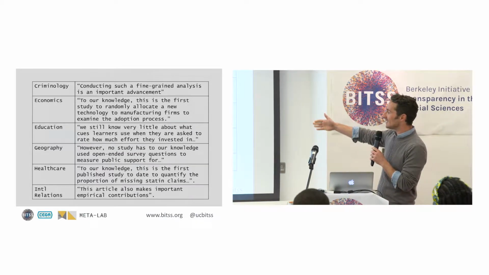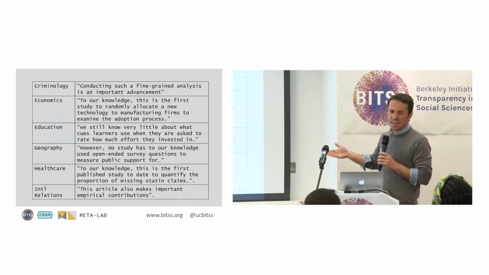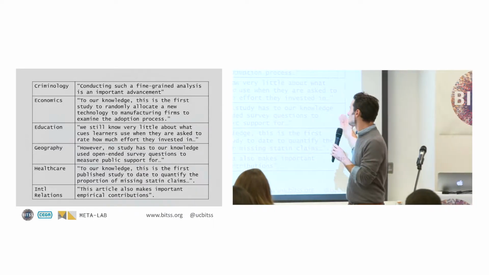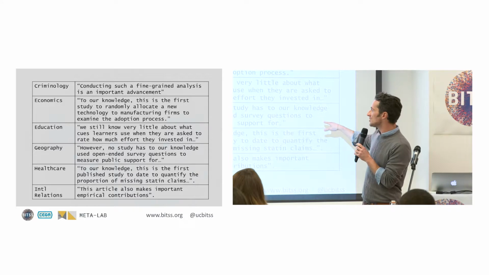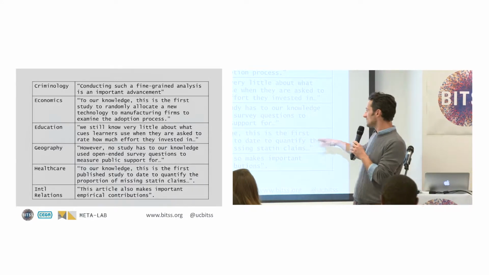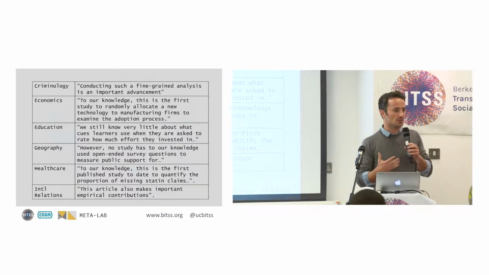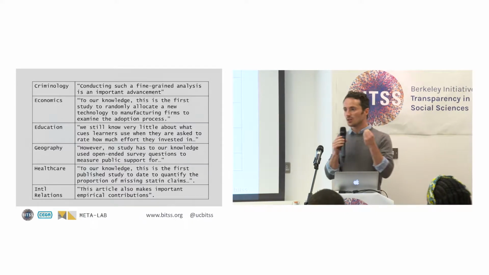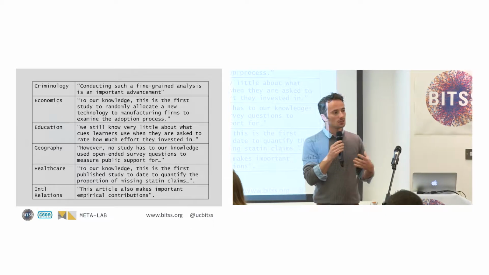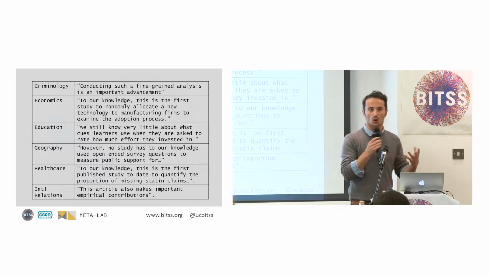So you can see here that in these 6 articles, I found every time, without fail, a big claim, usually. However, no study has, to our knowledge, used open-ended survey questions to measure public support. To our knowledge, this is the first published study to date to quantify the proportion of missing blah, blah, blah. So this is why it bothers me. It's because the author, the investigator, used her scientific authority to make a claim about the importance of the paper, scientific or otherwise, right?